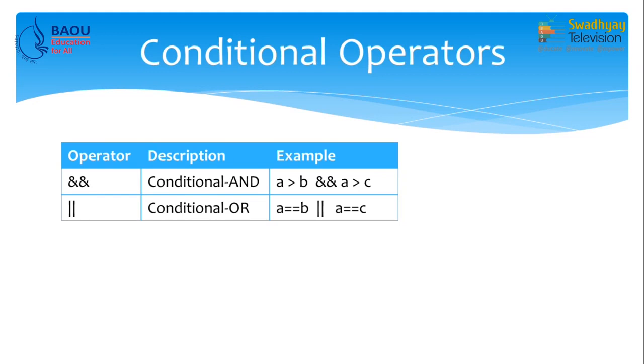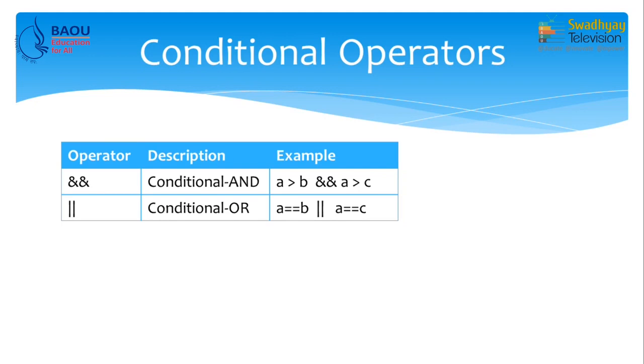A is maximum only if A is greater than B and A is greater than C. Suppose we have three variables A, B and C, and we want to check whether A is maximum. The right condition is that A should be greater than B and A should be greater than C. So, if the first condition is true and the second condition is true, then AND returns true, otherwise it returns false.